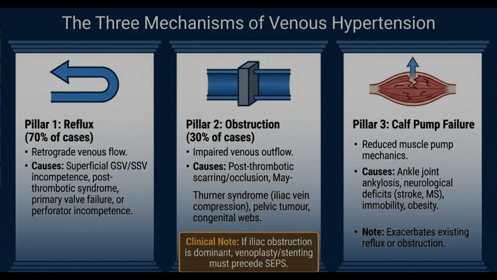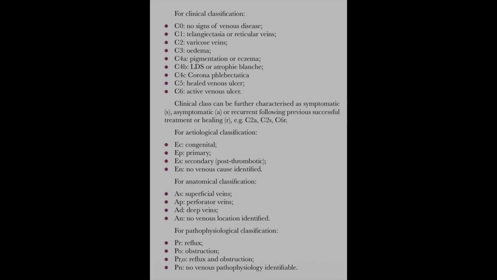Third is calf pump failure, the reduced muscle pump mechanics. The causes are ankle joint ankylosis, neurological deficits, immobility, and obesity. It exacerbates the existing reflux or the obstruction. The clinical classification, this is very important, even for practicals.